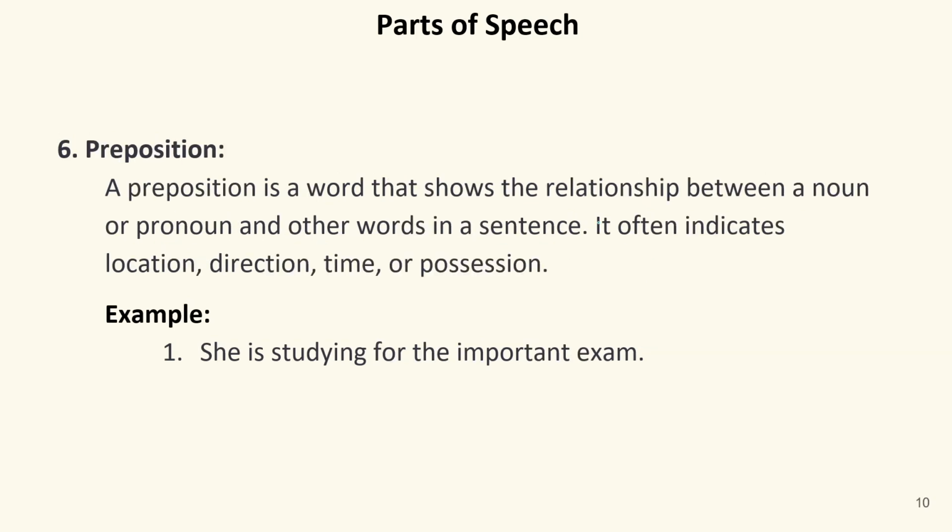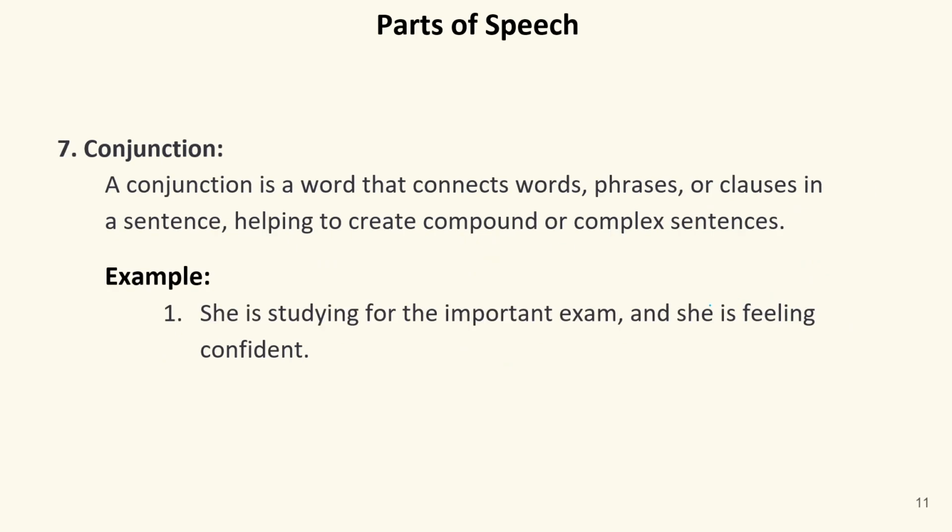Preposition is a word that shows the relationship between a noun or pronoun and other words in a sentence. It often indicates location, direction, time, or position. For example, at, in, on, with, for, within, etc. All these are prepositions. There are many other prepositions as well. For example, here it is written, she is studying for the important exam. So, for is a preposition over there.